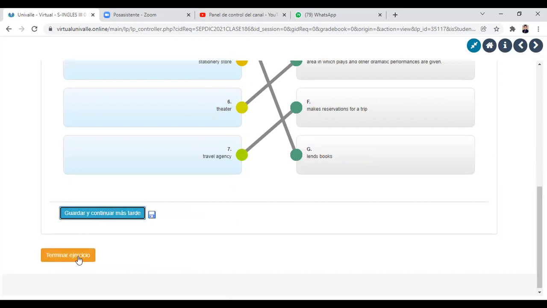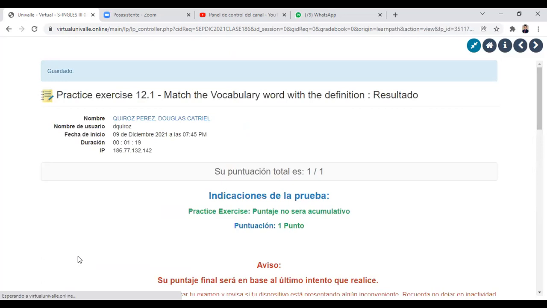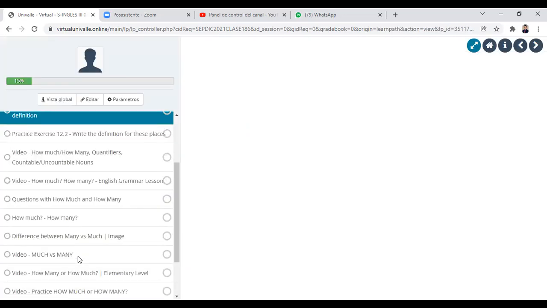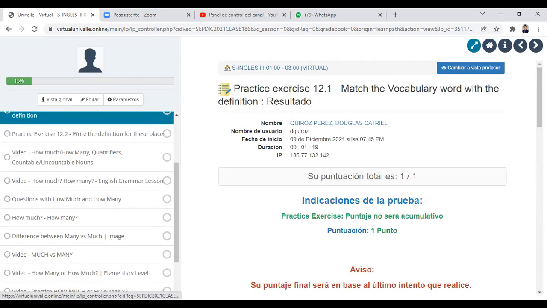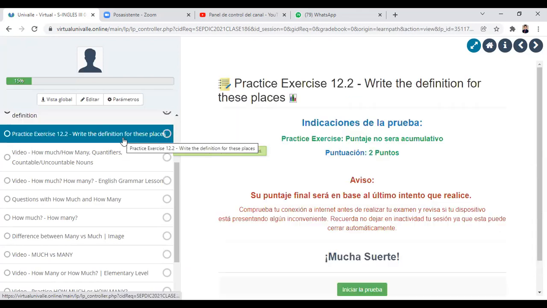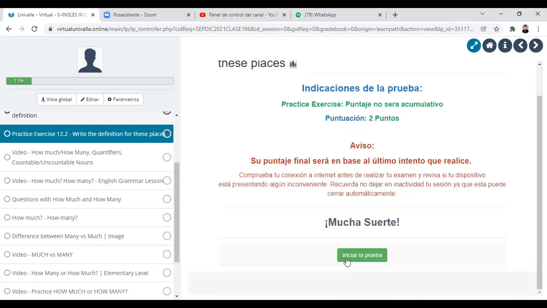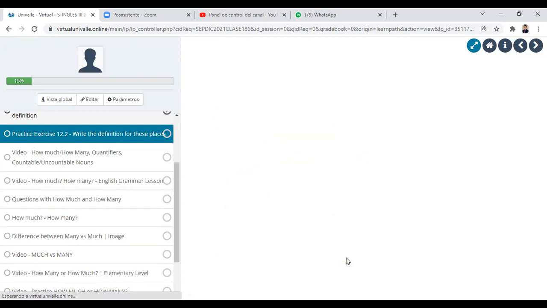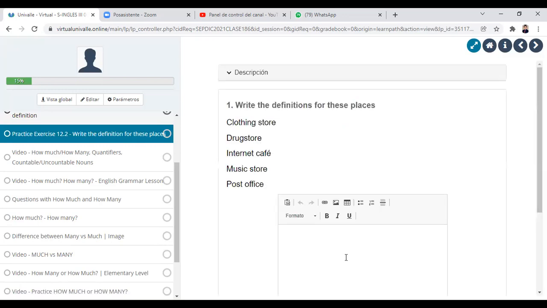We're going to submit them, and now we are going to send them in order to know which are right or wrong. That was all of them were good answers. Excellent. We're gonna have our second practice exercise. Write the definition for these places. Also, we have two attempts. If you fail in the first one, we can make it better.